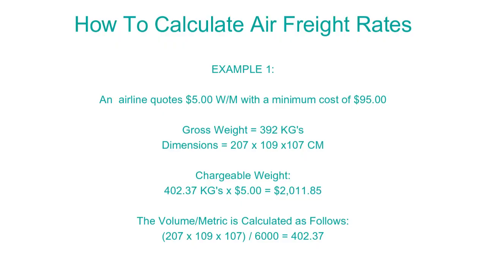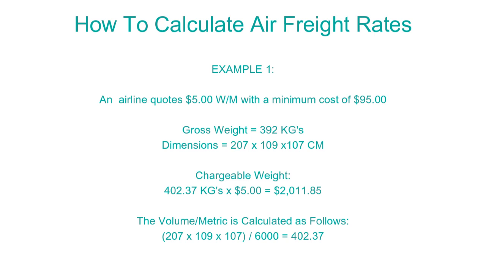So let's go into the two examples I've given you on the screen. Now, the first one is the gross weight, as you can see there, is 392 kilos. That's the real weight you put when you put it on a weighing machine, weighing scales, that's it. But the dimensions are 207 by 109 by 107 centimeters. Okay? Now, you cube that up, multiply 207 by 109 by 107 centimeters, and you get 402.37.